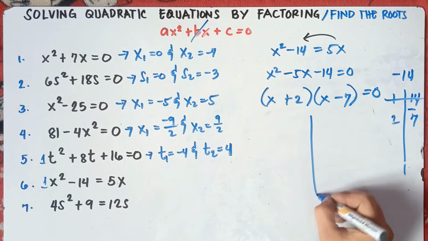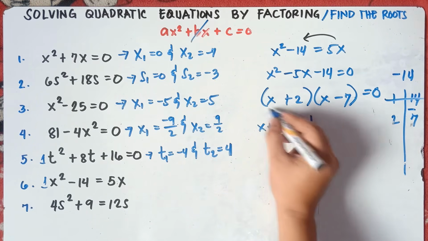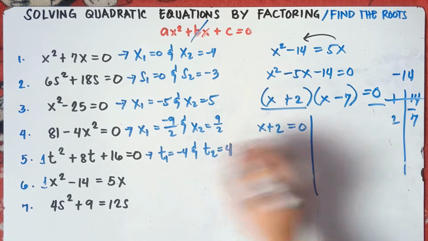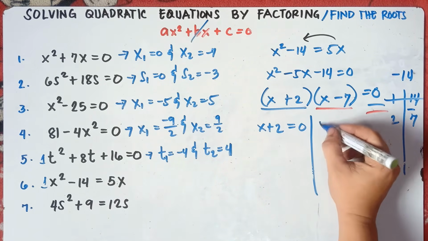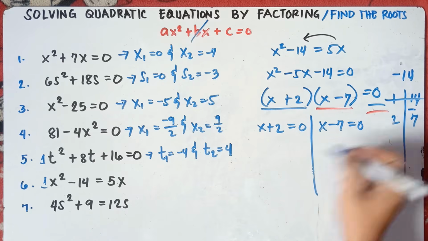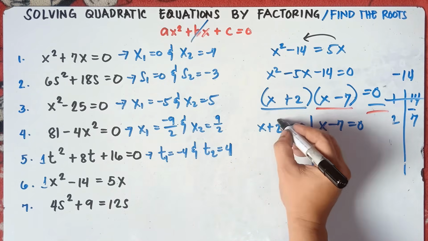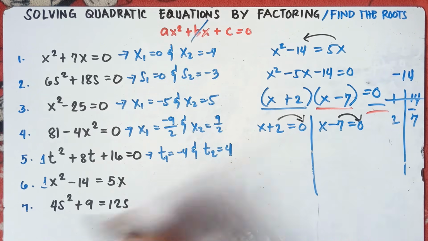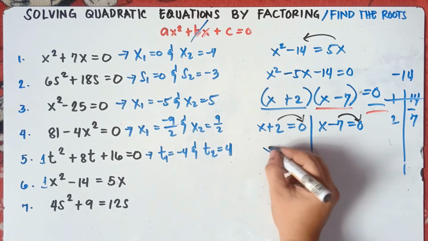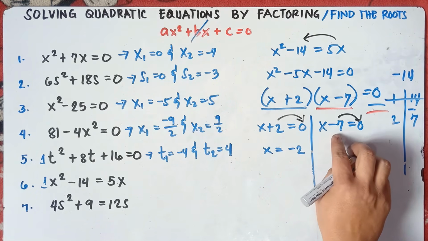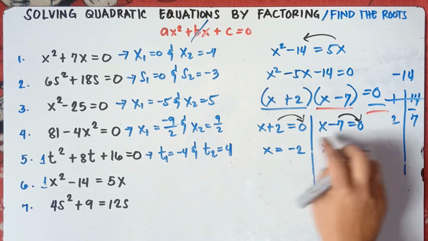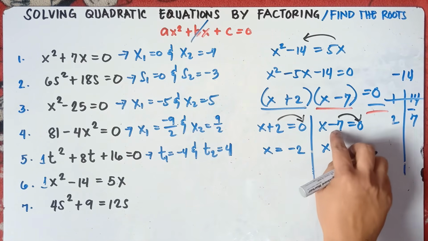Then equate these to 0. So we have x plus 2 equals 0. The other one, x minus 7 equals 0. So we transpose this from left to right. This positive 2 will be negative 2, and this negative 7 will be positive 7.